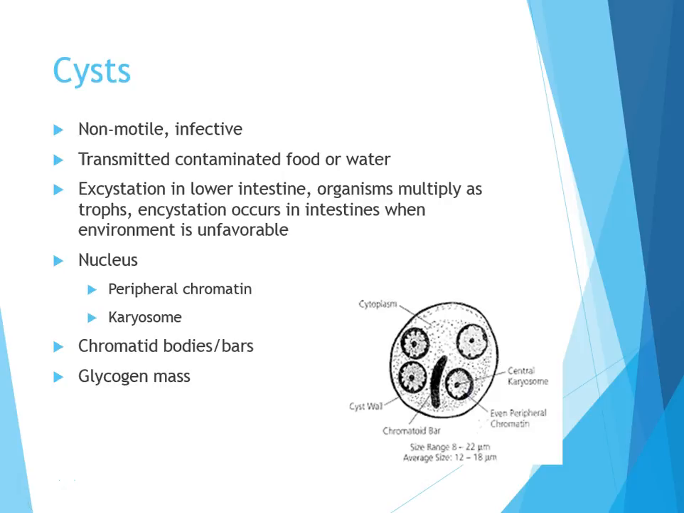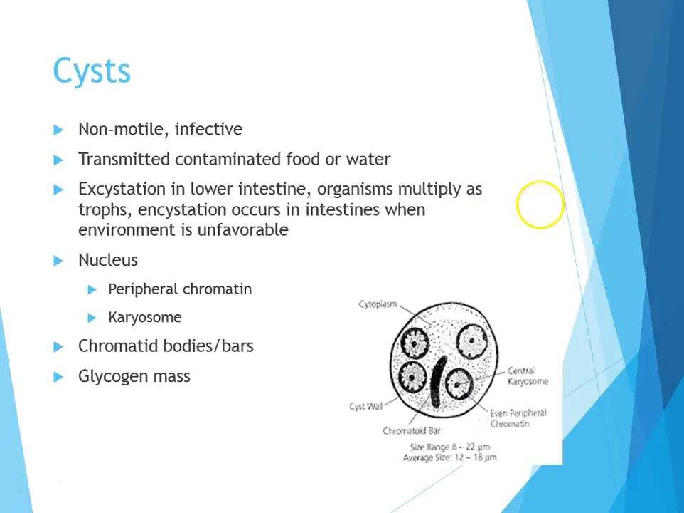Okay, the cyst is more egg-shaped. It's transmitted through food or water. Excystation, that means that it transfers out of the cyst stage into a troph, is done in the lower intestine, and it transfers into a troph form, and then they start to multiply. They transform back into a cyst whenever conditions are not favorable, just like the spores are used in bacteria.